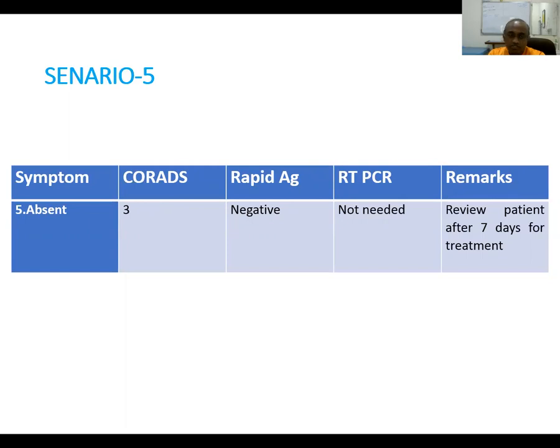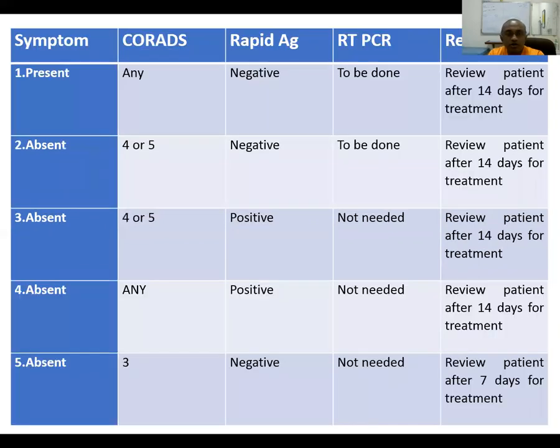Scenario 5: symptoms are absent, CO-RADS is 3, rapid antigen is negative, and RT-PCR not needed. In this case, CO-RADS 3 is only a low suspicion. So in this condition, review the patient after 7 days for any cough or fever. Again, we can go for a rapid antigen test after 7 days. If it is negative, you can take the patient for treatment. So these five scenarios we should evaluate before taking the patient on the radiation couch.